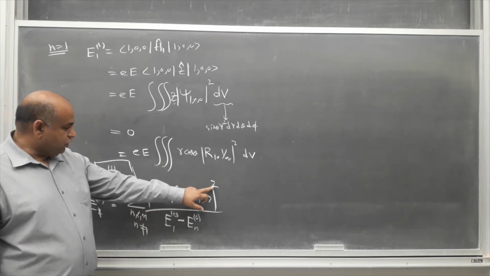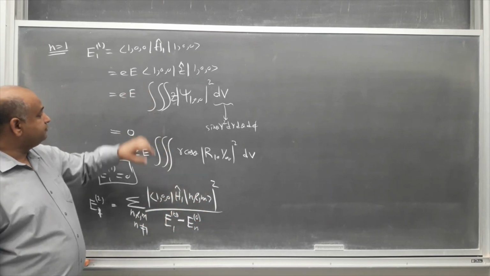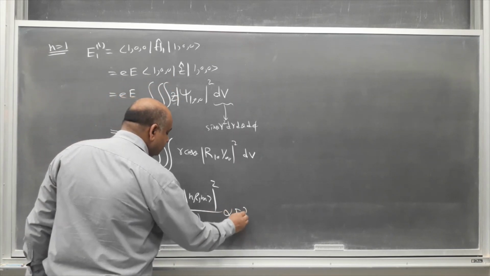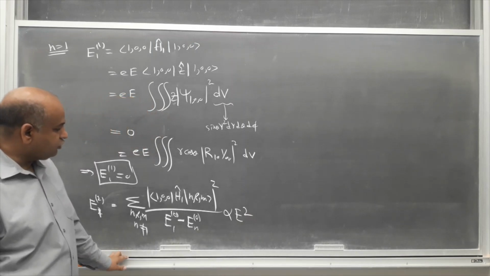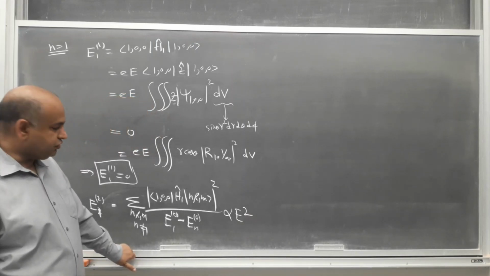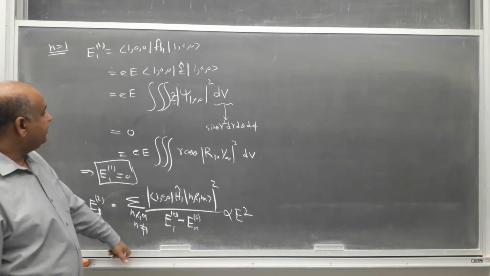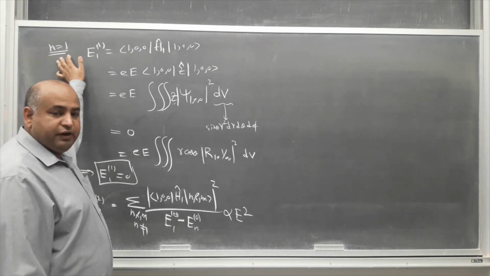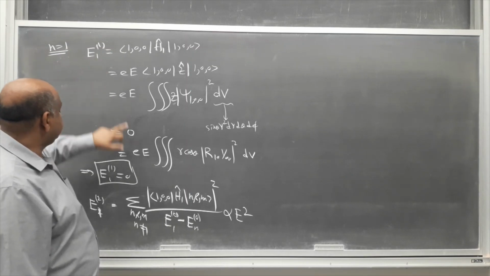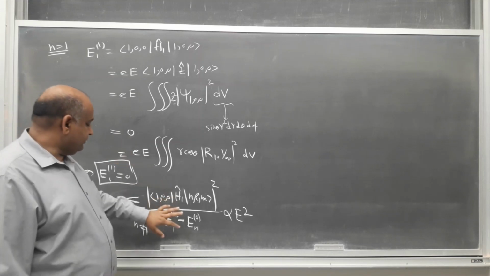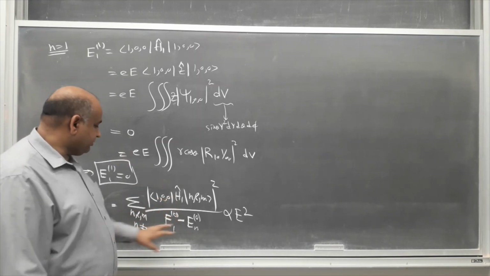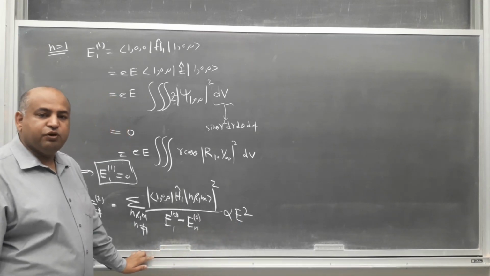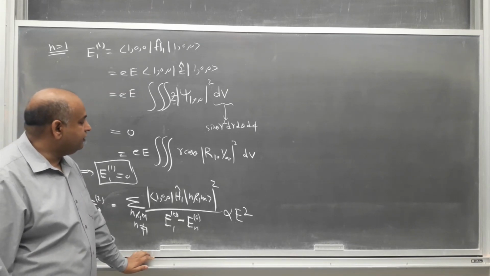But since there is a square present here, and this H1 is eEz, this will be proportional to E squared. And as we were arguing for the 1D harmonic oscillator, this means that in the n is equal to 1 state, this atom does not have any electric dipole moment. That's why the first order correction is 0, and the second order correction is proportional to E squared, which means that it can become an electric dipole once we place it in an electric field.